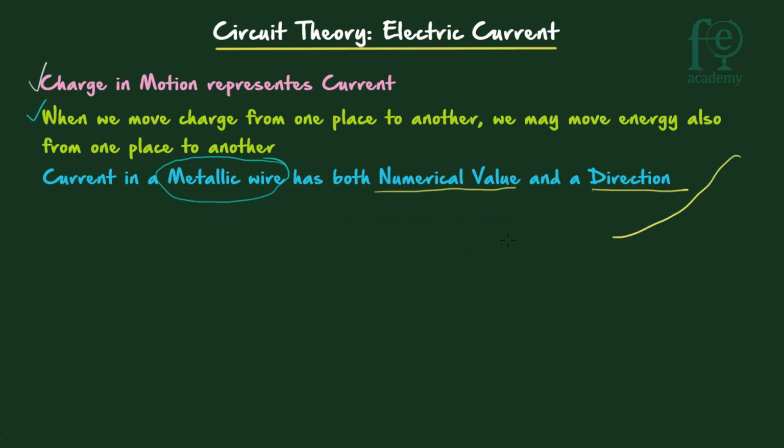Let us consider a wire like this. When we talk about the current through this wire, we normally denote it like this. We draw one arrow, so this arrow represents the direction of the current, and we write 4 ampere. That means 4 ampere current is flowing through this conductor in this direction. So when we represent current in a metallic wire, it should have both numerical value and direction.